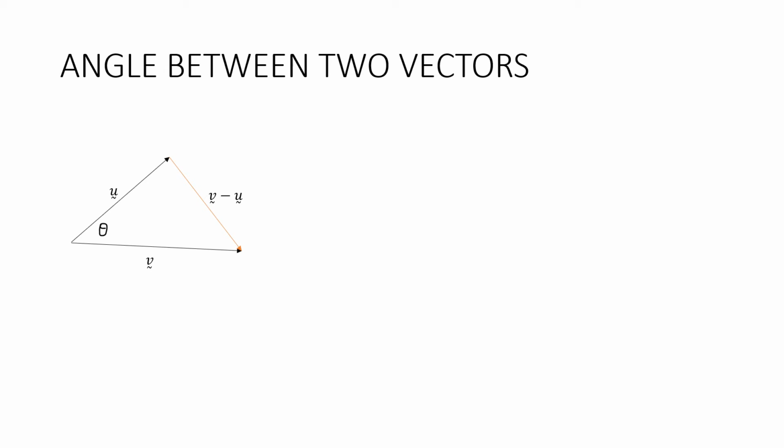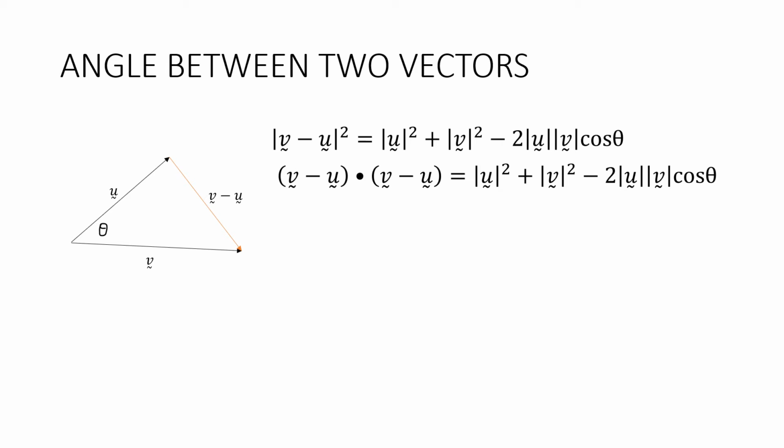So let's continue with our proof. By the cosine rule, the magnitude of v minus u all squared, because that's the length of that vector, will equal the magnitude of u squared plus the magnitude of v squared minus 2 times the magnitude of u times the magnitude of v cos theta. Now that second algebraic property said that I can write this as (v minus u) dot (v minus u).